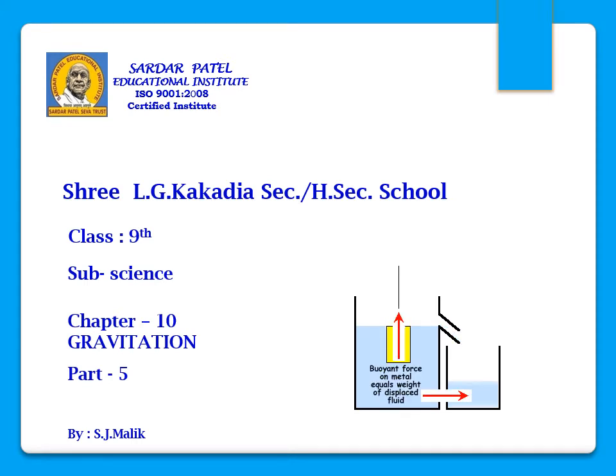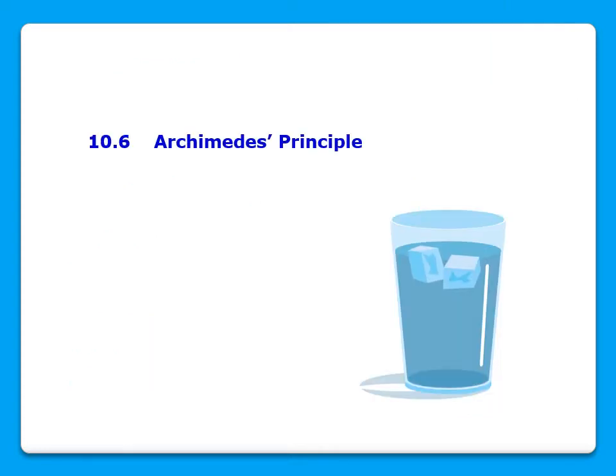Already 4 parts of the chapter we have done, and most of the topics we have covered in those parts. Only 2 topics are left in this chapter, and those 2 topics we are going to discuss in this part. Okay, so let me show you what are those 2 topics. The first topic is Archimedes principle, and then the relative density. So first I will start with the Archimedes principle.